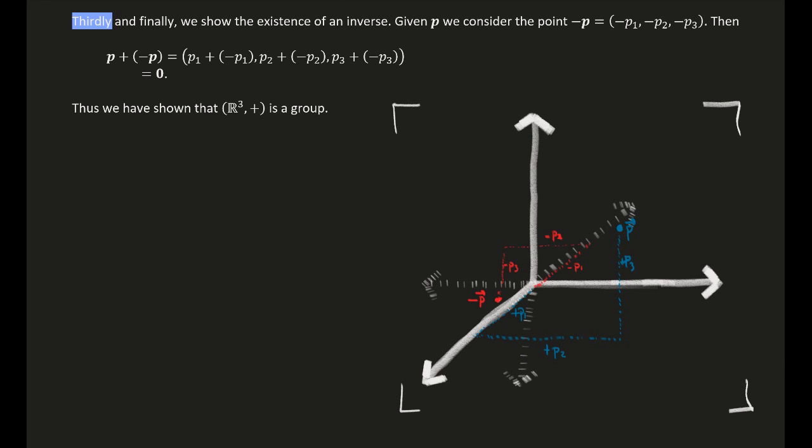Thirdly and finally, we prove the existence of an inverse. Given a point P, we consider the point negative P, where each of the coordinates of negative P are just the negatives of the coordinates of P. Then P plus the point negative P equals P1 plus negative P1, P2 plus negative P2, P3 plus negative P3. And of course, each of those coordinates is 0. So this sum of points is the origin. Thus, we've shown that R3, with component-wise addition, is a group.